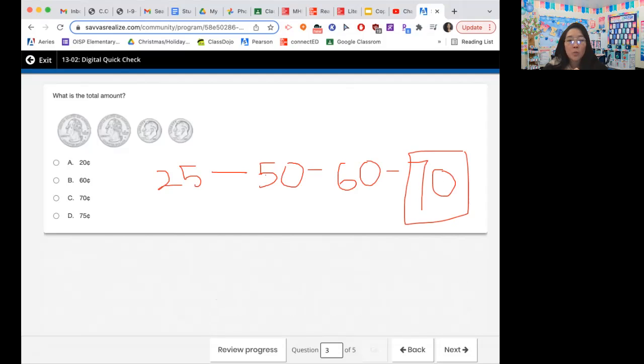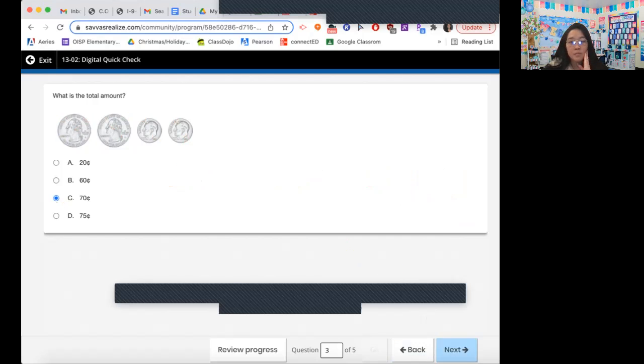How do we double check our work? We can use some touch math. Ready? 5, 10, 15, 20, 25, 30, 35, 40, 45, 50, 55, 60, 65, 70. So our answer should be C, 70 cents. If you need more time, or if you need to rewatch this video, do so now.